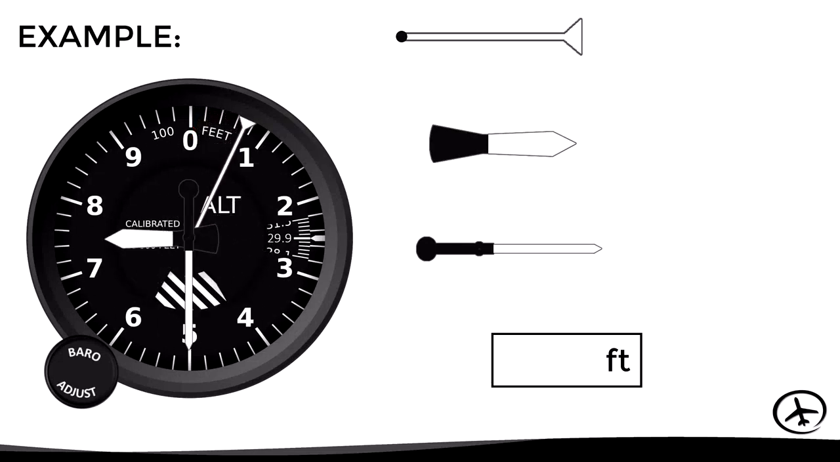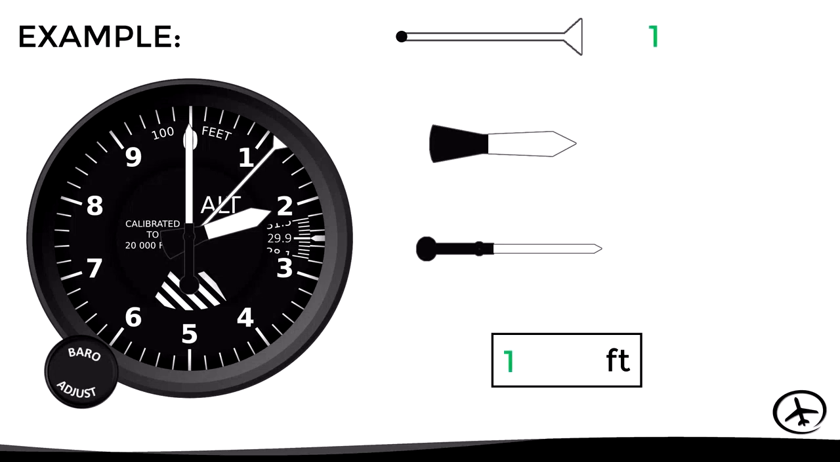In this other situation, the triangular needle is between 0 and 1, the short needle is between 7 and 8, and the long needle points number 5. So the altimeter reads 7,500 feet. And in this last situation, the triangular needle is between 1 and 2, which indicates an altitude above 10,000 but below 20,000 feet. The short needle points number 2, which indicates 2,000 feet. And the long needle points 0. This altimeter is then indicating 12,000 feet.